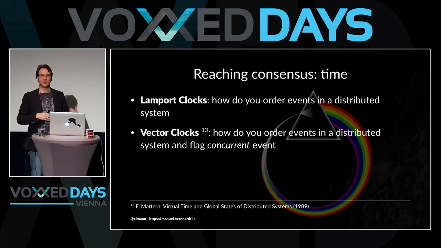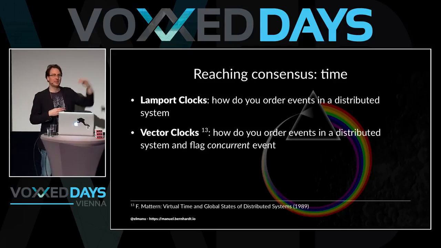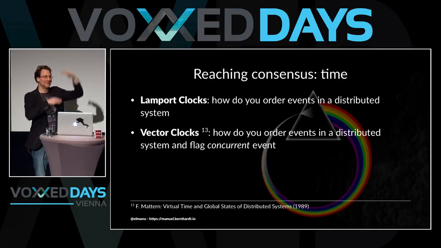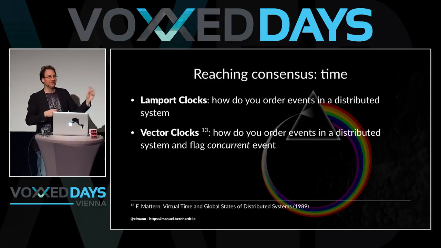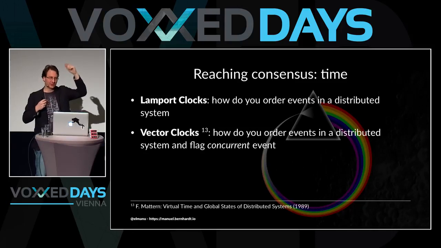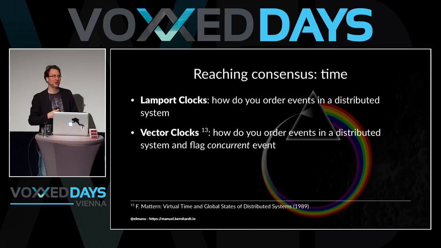And vector clocks are vectors of Lamport clocks. So each node in the system knows which version of the clock the other nodes in the system know about currently. And that's how you can detect conflicts.